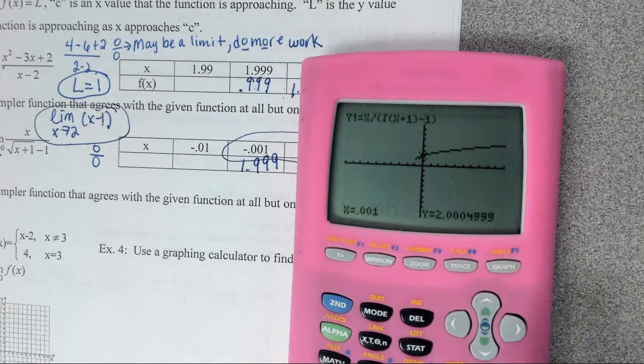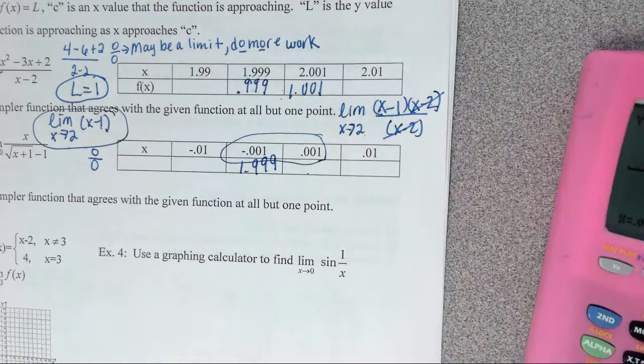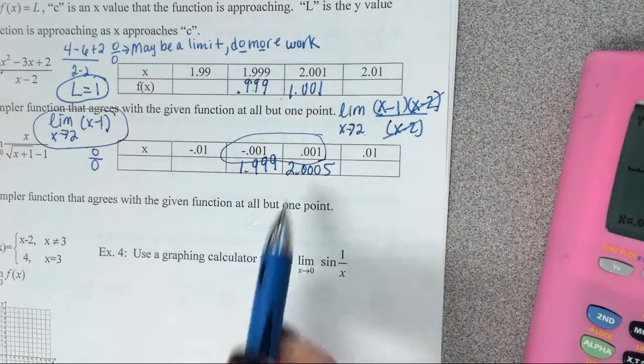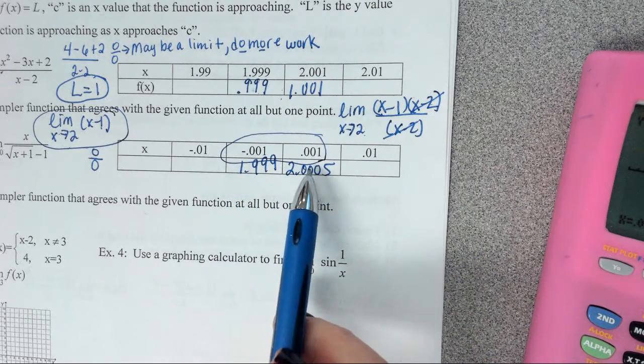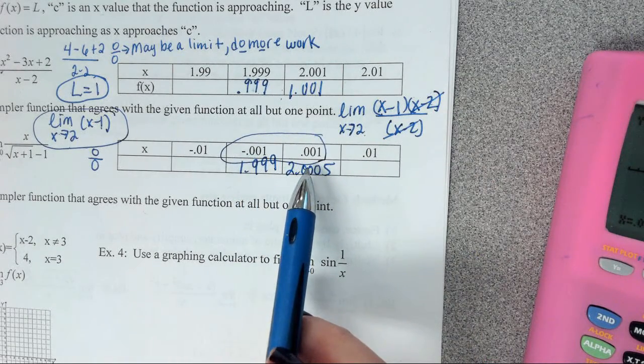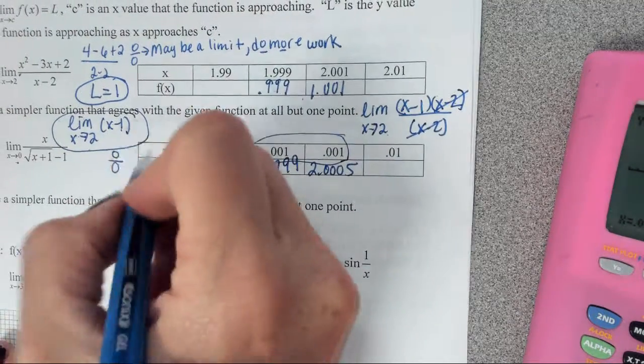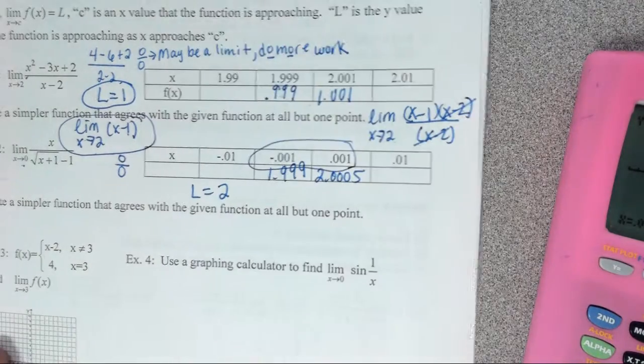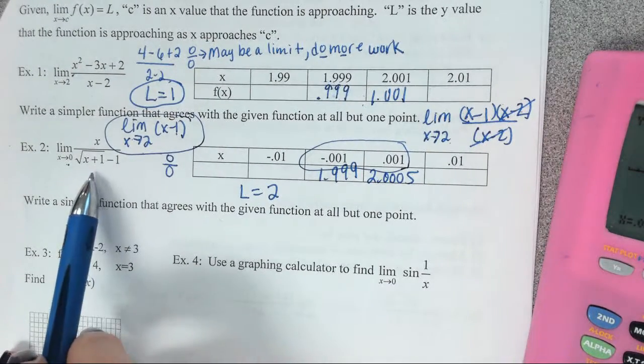And if we type that in, we get 2.0005. So what is it then? What's the y value we're approaching as x gets closer to 0? 2. So the limit here would be 2. Okay? We're going to do one like this later.